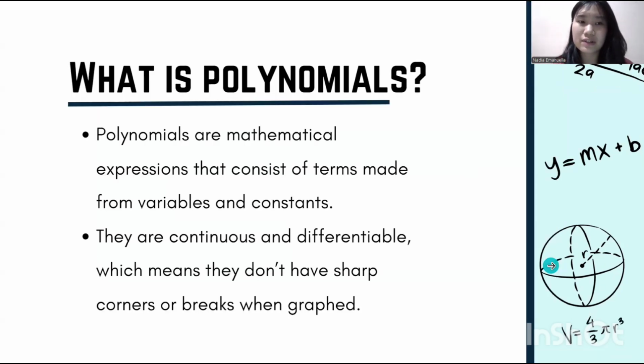So, first things first, what are polynomials? Polynomials are mathematical expressions that consist of terms made from variables and constants, like x, y, and other things. And they are continuous and differentiable, which means they don't have sharp corners or breaks when graphed. So they always make some slope, like a curve, and it's not sharp like other graphs, like maybe a triangle-shaped sharp graph.